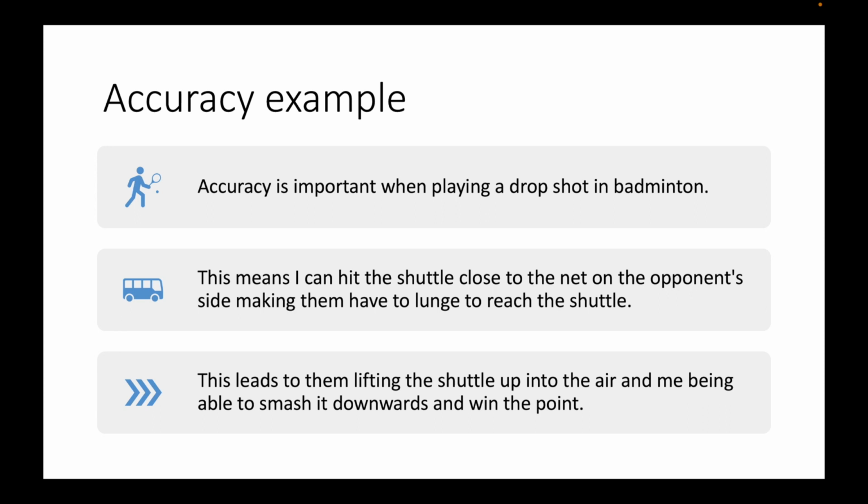This means that I can hit the shuttle close to the net on the opponent's side, forcing them to lunge to reach the shuttle. This leads to them lifting the shuttle up into the air and me being able to smash it downwards and win the point. So there's your impact at the end there.